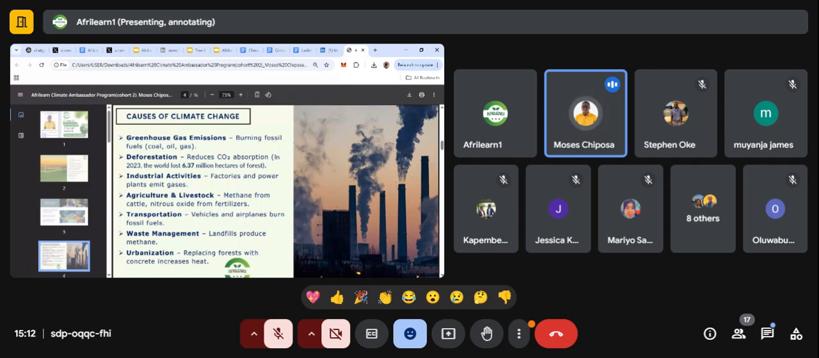So some of the causes of climate change, there are quite many, just some of them. Things like greenhouse gas emissions: burning fossil fuels like coal, oil, and gas for energy also releases carbon dioxide and other greenhouse gases, trapping heat in the Earth's atmosphere and causing global warming.